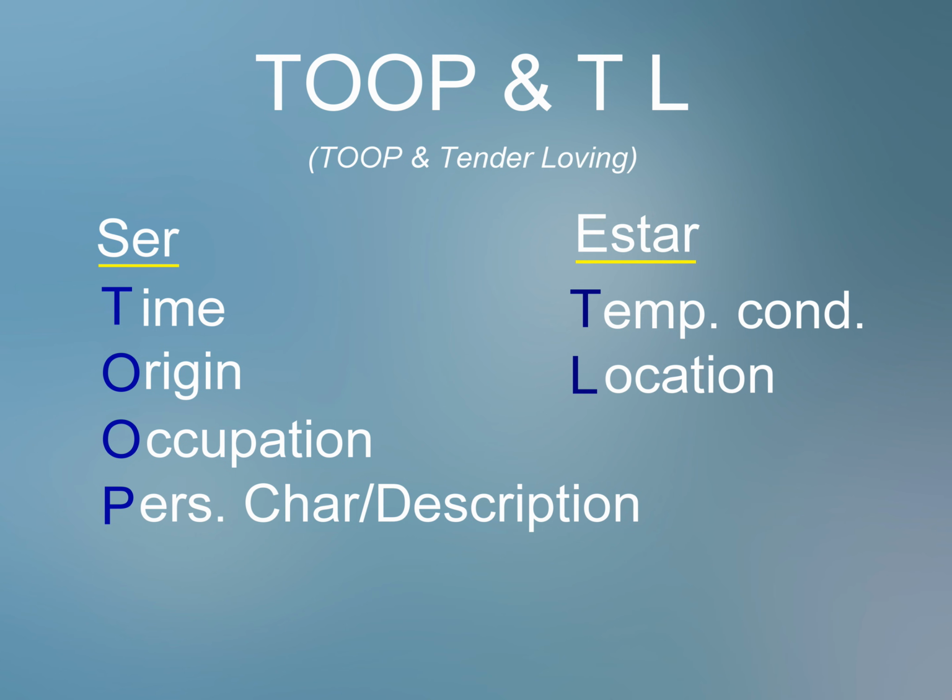When using estar, follow T-L, tender loving. The T refers to a temporary condition. The L refers to location. All three of these devices are printed in your Tacos notes and practice packet.